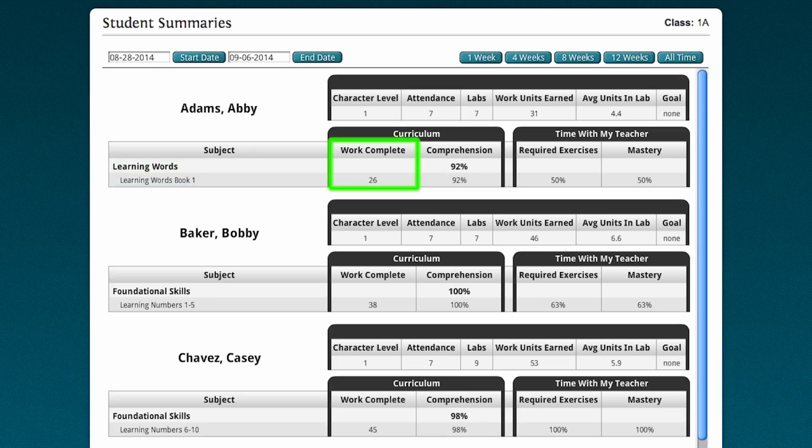Shows it right there. It shows the number of lessons completed. It shows the comprehension level under curriculum. And then under time with my teacher, it shows the work that the teacher has done with the student.